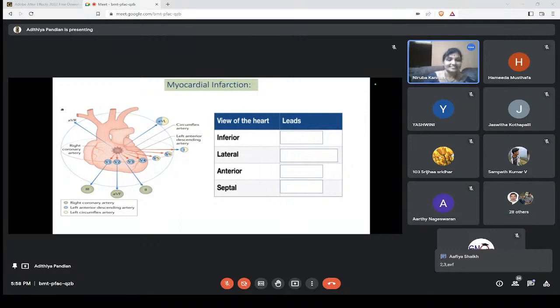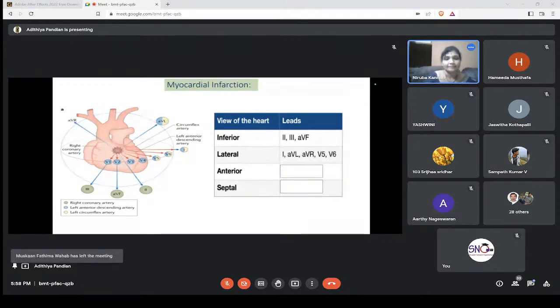Okay, yes. You can put the next slide. Next. Okay, it is lead 2, lead 3 and AVF. Very good. Lateral is next, you can just push on. If it is lateral, where is lead 1? Lead 1 is in the horizontal plane. So lead 1, AVL, which is above, and AVR, that side of the heart, the upper part of the heart. That is the lateral view: AVR, AVL, 1, V5 and V6. V5 and V6 are toward lead 1.